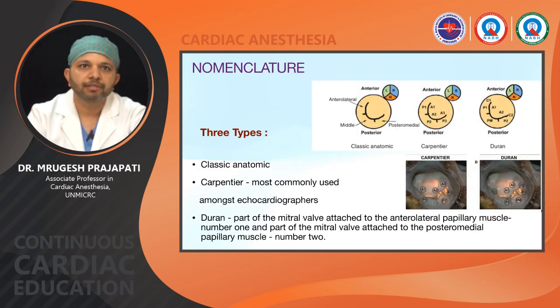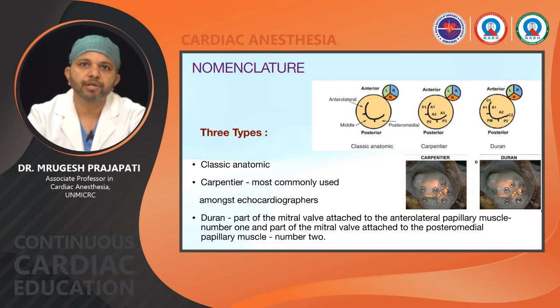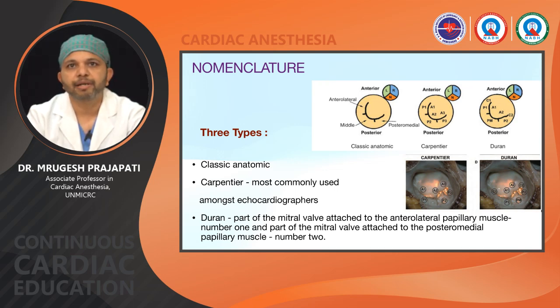Now, nomenclature. Three types of nomenclature have been described in the literature. The first one is the classic anatomic nomenclature of the mitral valve, in which the posterior leaflet is divided into three parts: anterolateral, middle, and posteromedial, where anterolateral is closest to the left atrial appendage. Here, no segment has been described for the anterior leaflet.